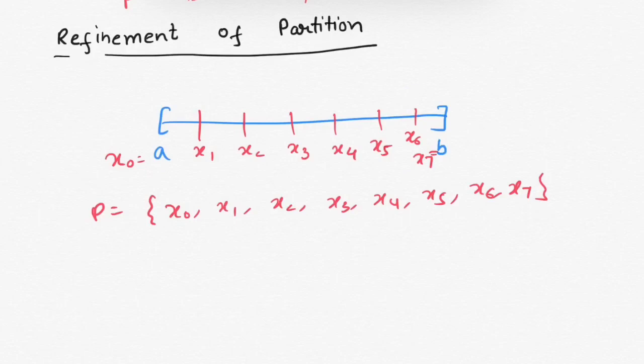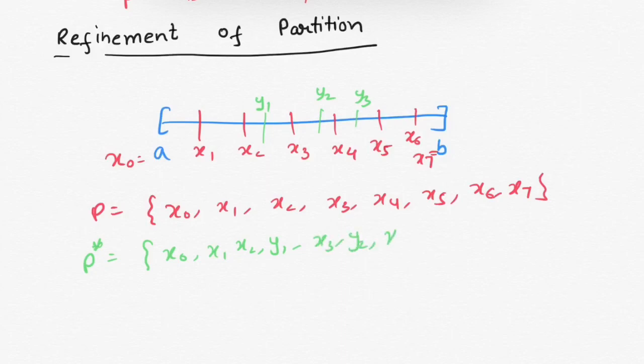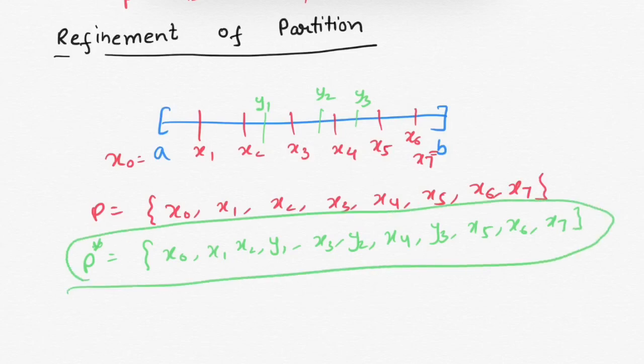Now if I further divide this interval, suppose this is point y1, this is point y2, this is point y3, then the set P star containing the points x0, x1, x2, y1, x3, y2, x4, y3, x5, x6 and x7. This set P star is known as a refinement of partition P.